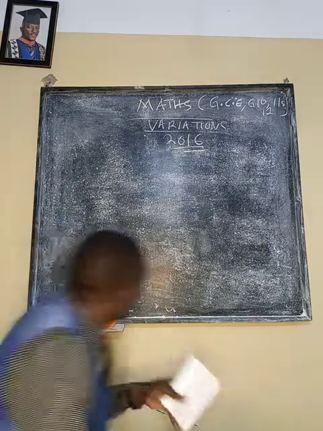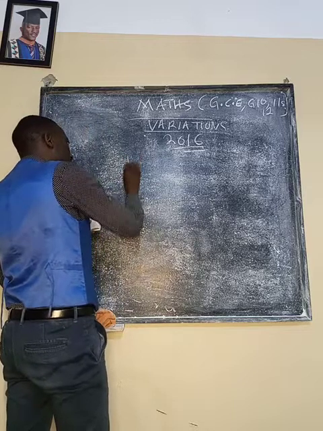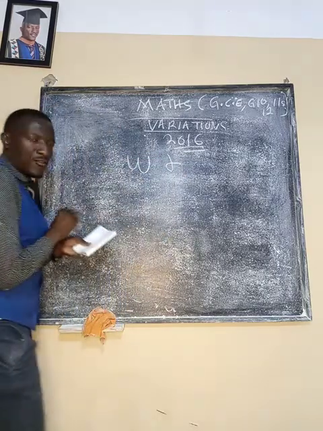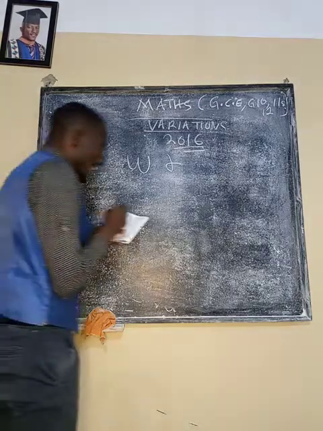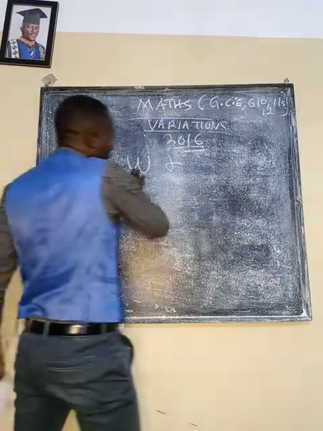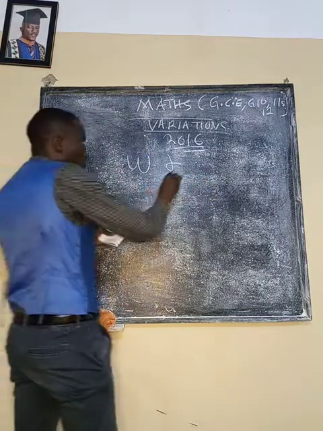They are saying it is given that W, so you write W varies, that is the symbol for varies, directly as a square. I mentioned directly, they will have the same line. They are moving at the same pace. Directly as a square of X.